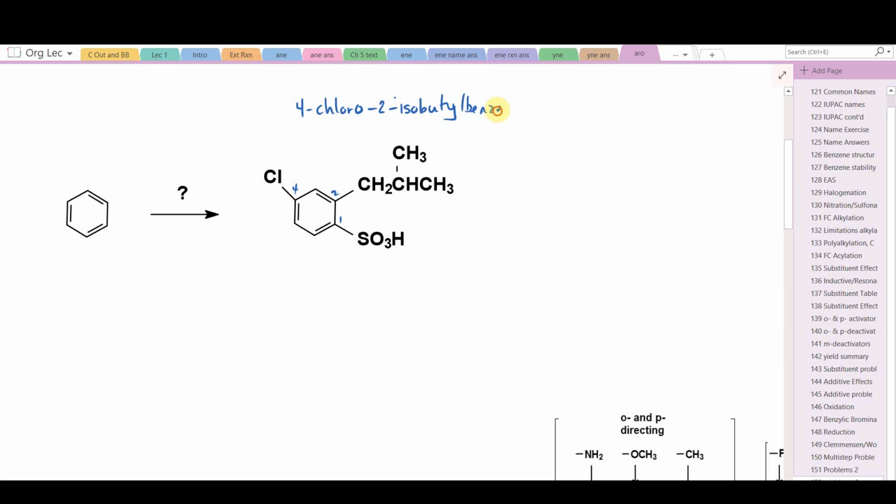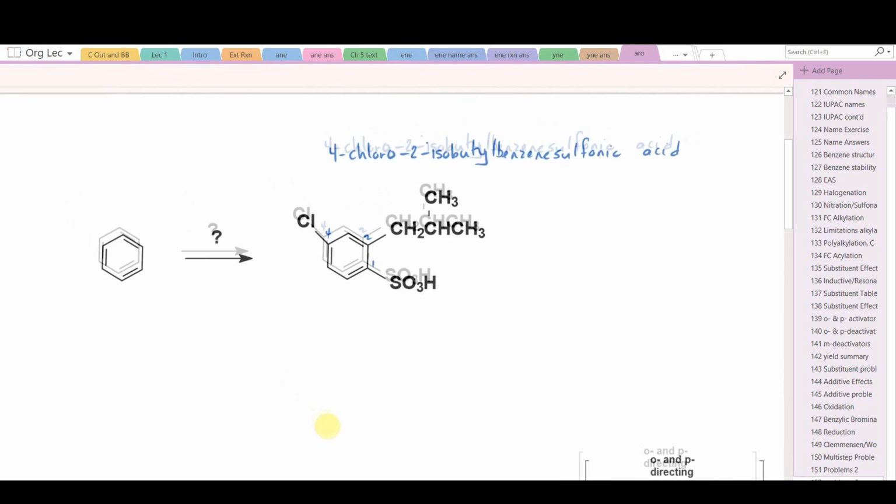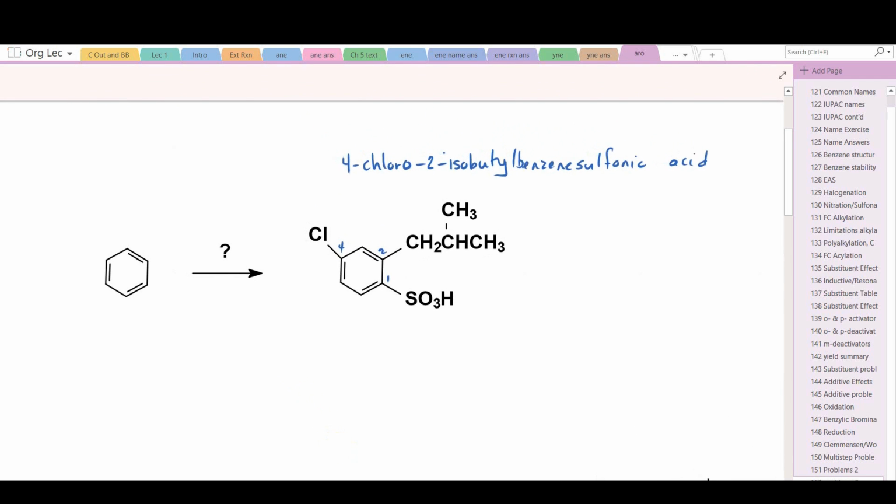Benzene sulfonic acid. The only space is between the ic and the acid. Otherwise, it's one word. In any case, how are we going to do this?